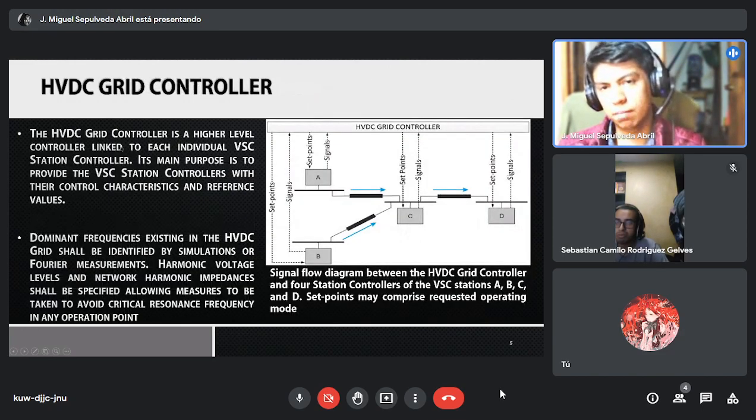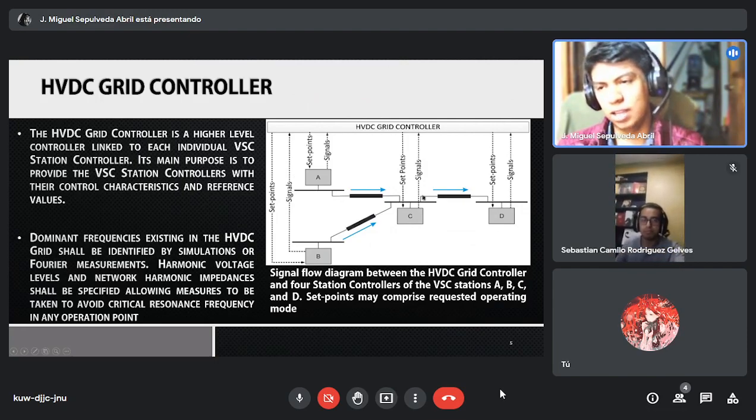So now we have to talk about the grid controller. The grid controller is a high-level controller linked to each individual VSC station. Its main purpose is to provide the VSC station controllers with their control characteristics and reference values. So we have the grid controller for many VSCs. Here we have four VSC stations A, B, C, and D, and set points that the controller makes sure are kept under reference.